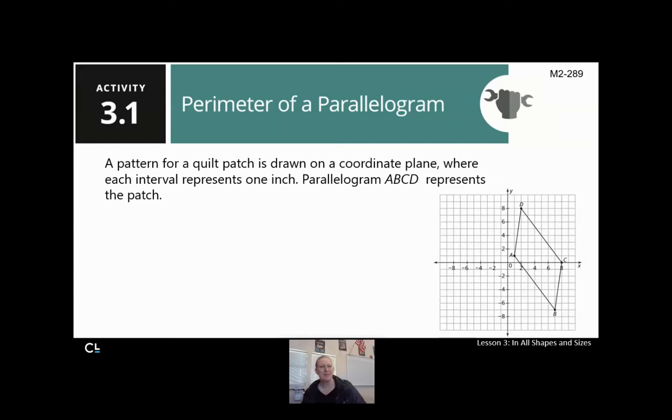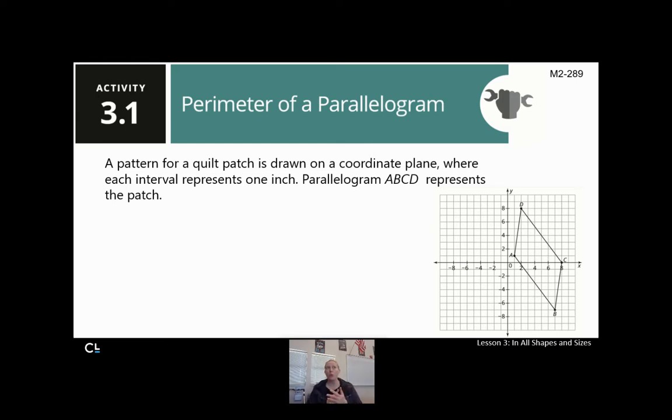Hi, Integrated Math 1. Welcome to lesson 2.4.3a, module 2, topic 4, lesson 3. And we've broken it up over 2 days to make it a little easier to manage, which means today we're just going to do activities 3.1 and 3.2, starting on page M2-289.